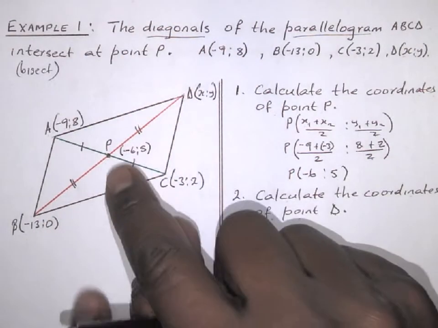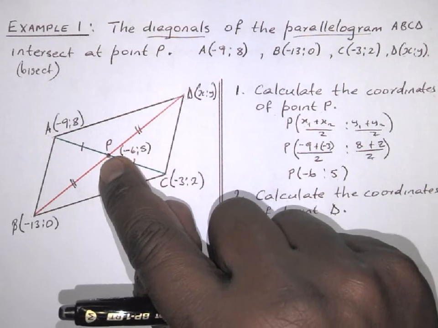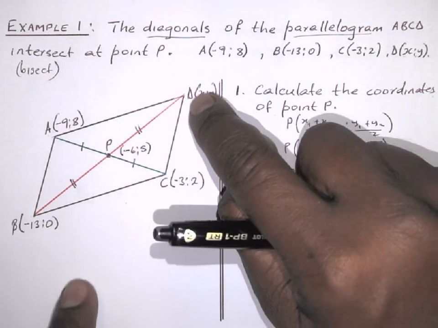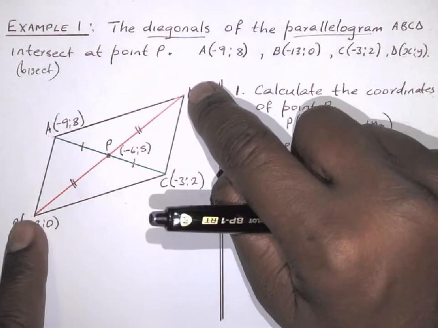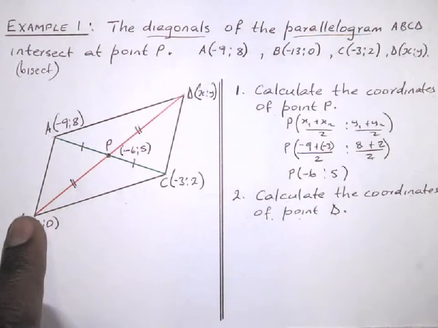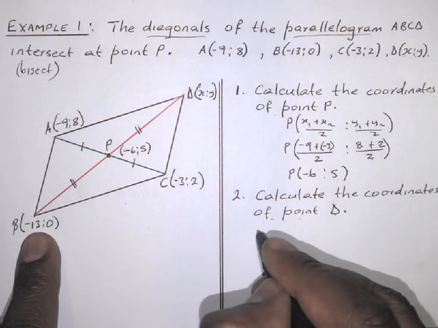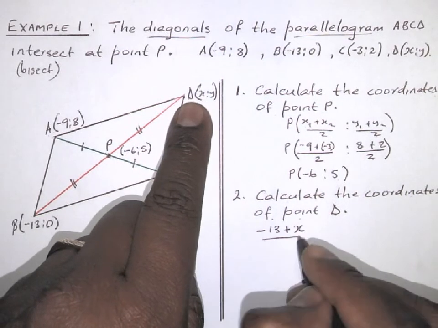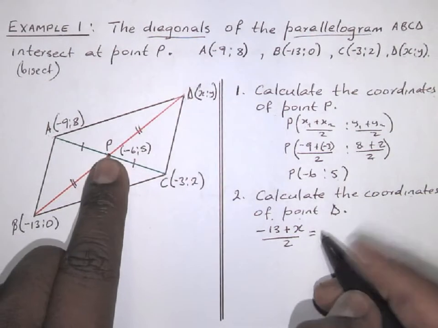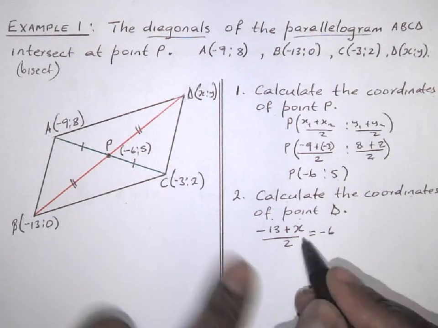Now, in this case, we already have the y value in the middle and the x value in the middle. So we don't know the outside one. To find the outside one, that plus that divided by 2 will give us the middle. So minus 13, if I add that x there and divide by 2, I will get the middle value, which is minus 6. Which means that I can solve for x here.